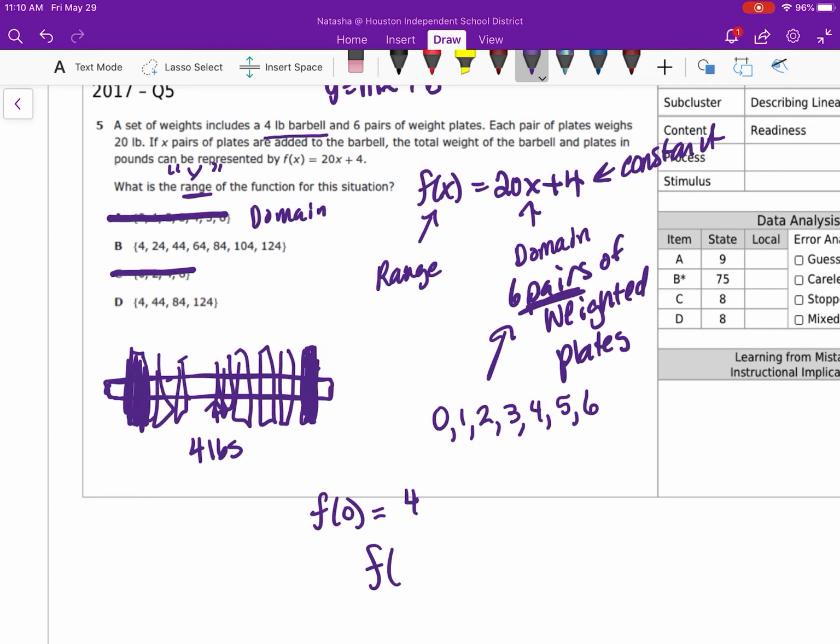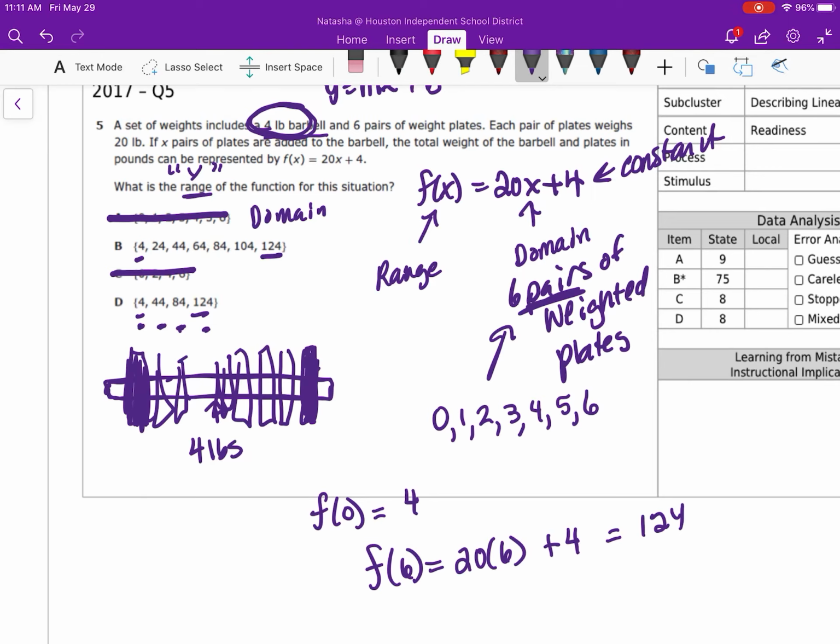Okay, so let's put in 6. So f of 6 is going to be equal to 20 times 6 plus 4. If I put that into my calculator, that's going to give me 120 plus 4, which is 124, which is in both of these. So we've got 4 and 124 in both of these answer choices. But this has 1, 2, 3, 4. I see where they are. The mistake you would be making is thinking that it'd only be 4 inputs instead of 6 inputs.